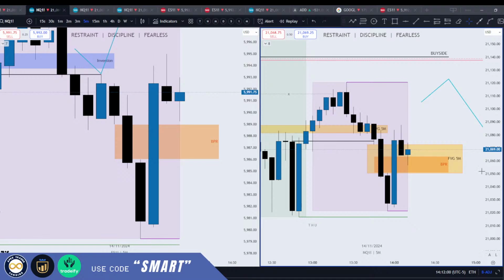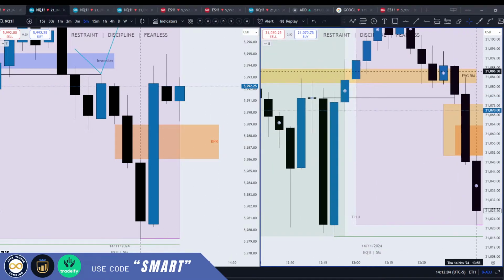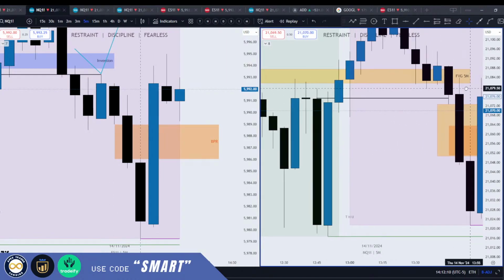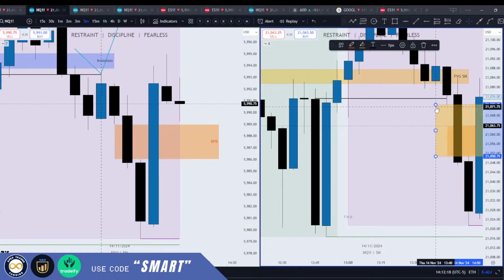Could you explain a BPR? Essentially, the easiest way to describe it, just look at the left side. This is a clear 5-minute bearish fair value gap, right? Everyone can see that. You move to the next candle. What happens here? We violated this 5-minute bearish fair value gap. This makes it a 5-minute inversion now.